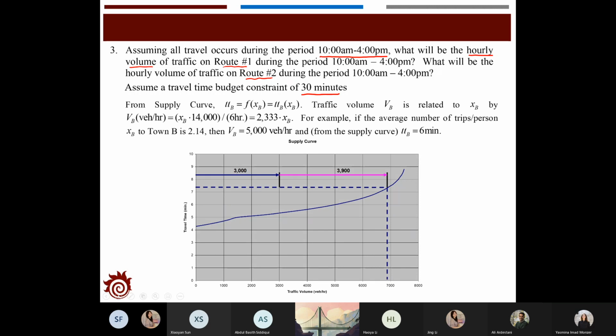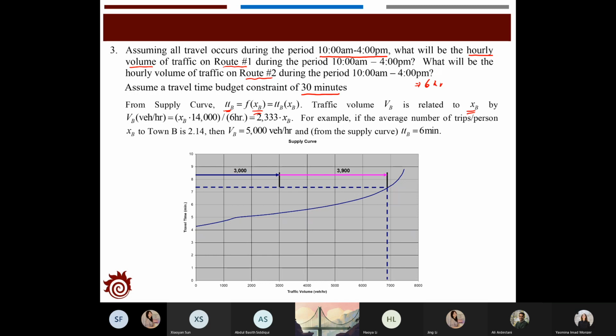supply curve. In the supply curve, we determined that the travel time is a function of the flow at town B, and the traffic volume is related to the activities that we take at town B. If we consider the whole period that is defined, from 6 a.m. to 4 p.m., there will be 6 hours in which the trips will occur.